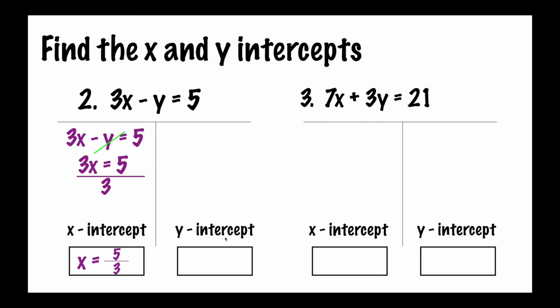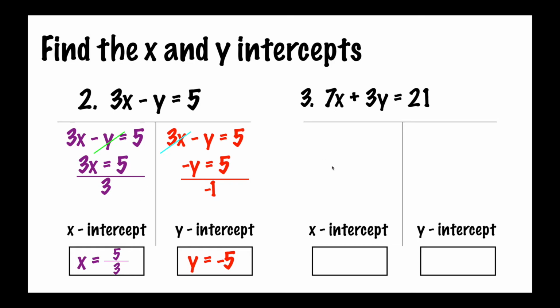We move on to the y-intercept. Take that same problem. This time it's the x value that's going to become a 0, meaning that 3 times 0 is just going to wipe out. So you can see I'm crossing that out, and I'm now just left with negative y is equal to 5. Here I have to get rid of that negative, so I'm going to divide both sides by -1, and I end up getting y is equal to -5. So we have our x and y intercepts in number 2.